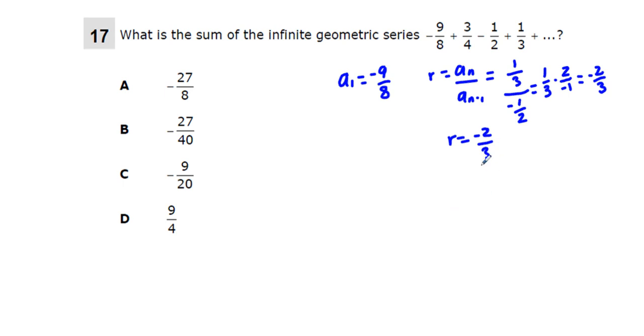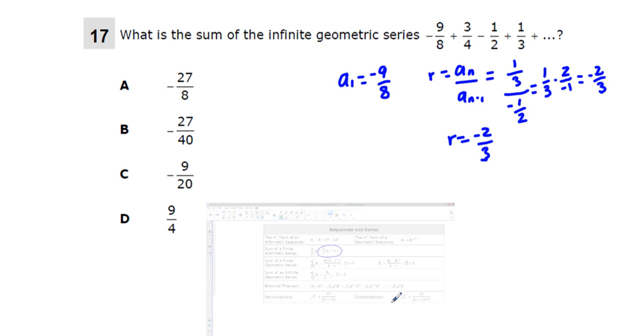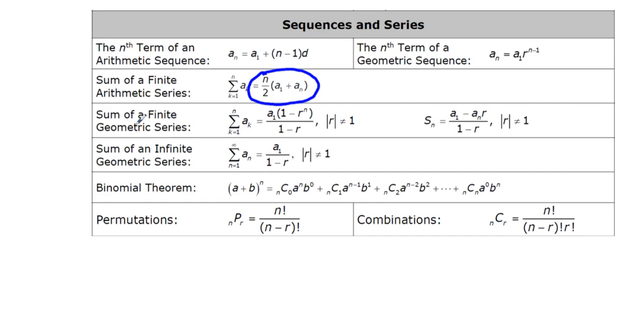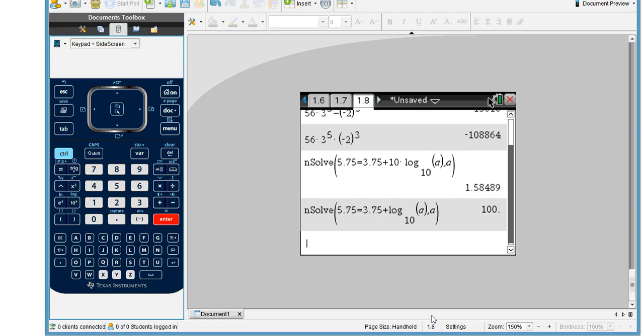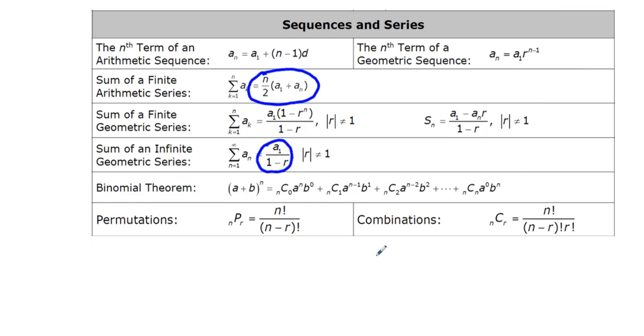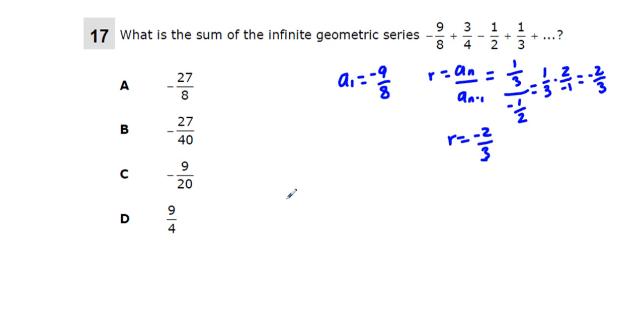Okay, when you have that, we can go to our ACP Formula Chart, and you see the sum of an infinite geometric series. It's going to be a sub 1 over 1 minus r. You see that? So let's get this here. A sub 1 over 1 minus r. Well, in that case, we're going to have a negative 9/8 over 1 minus, and r is going to be negative 2/3.